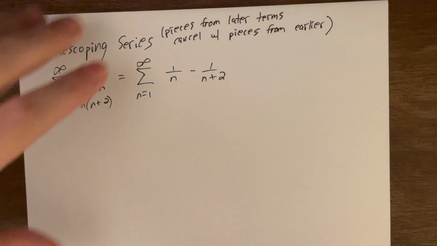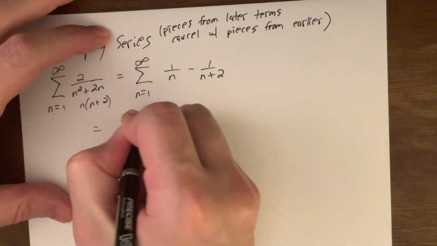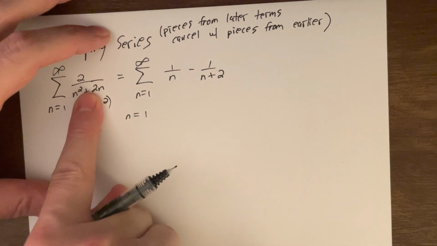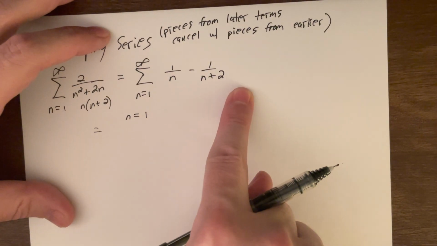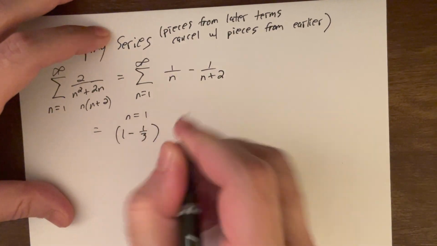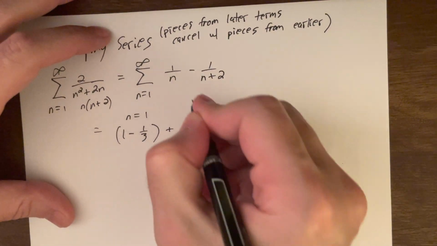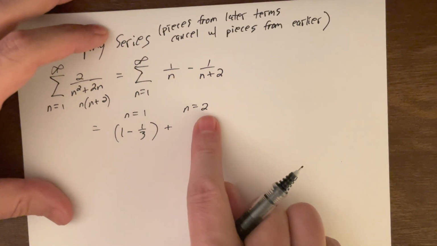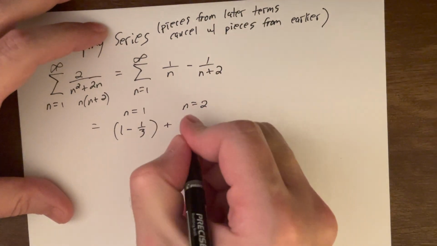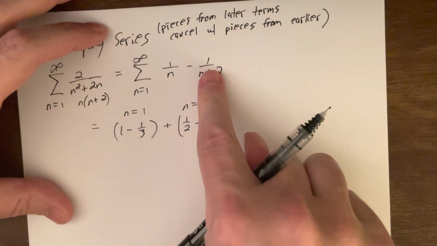Now, what cancels here? Well, again, let's write out some terms and see what happens. I'm not going to put it here; I'm going to use the two separate fractions. When n equals 1, we get 1 minus 1/3. Plus, when n equals 2, I get 1/2 minus 1/4.